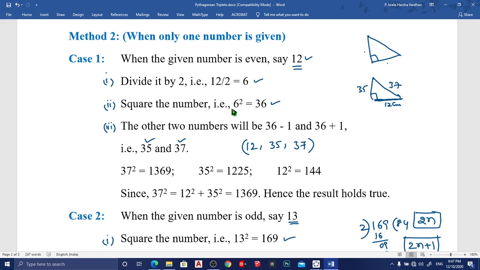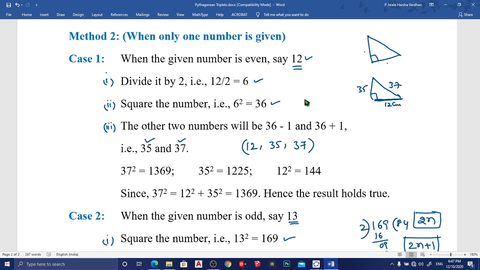Here, if one side of the right angle triangle is given, how to find out the remaining two numbers of this triplet? This is another method. If one side of the right angle triangle is given, any length, whatever the length it may be, an even number or odd number, you can find out the remaining two lengths which belong to the Pythagorean triplet. The first one, if it is an even number, then you have to take half of that number and square it, and subtract 1 from and add 1 to this square number. You will get the remaining two numbers if it is an even number.